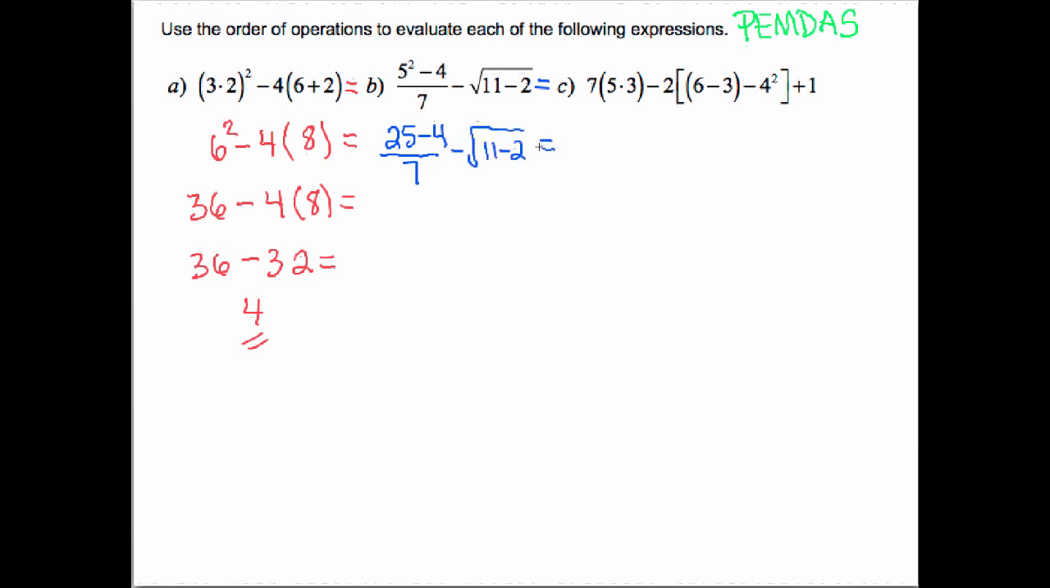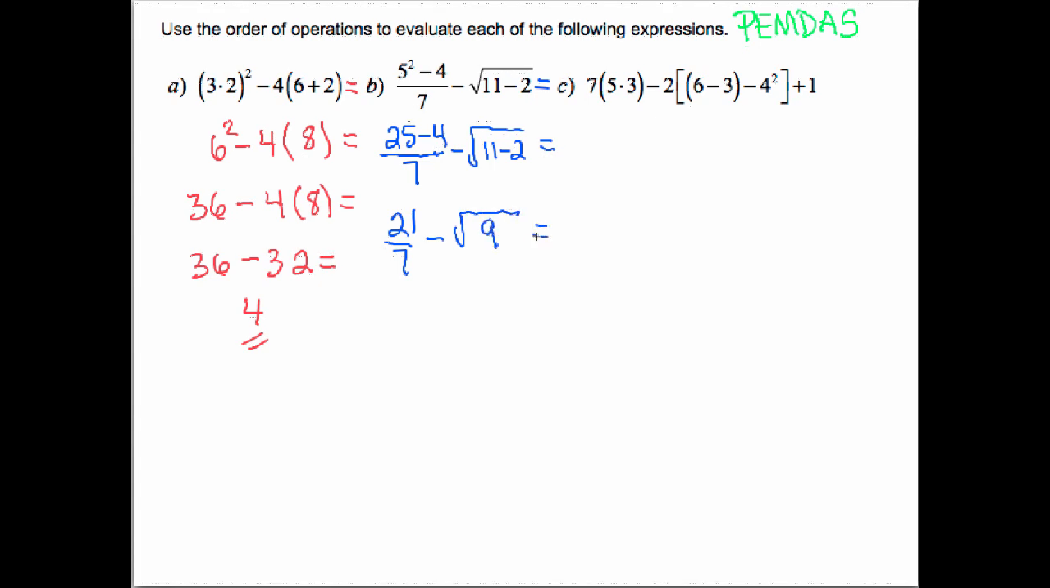And then I'm going to apply the parentheses, because there are really parentheses around 25 minus 4, because you're dividing that whole piece by 7. 25 minus 4 is 21, so I have 21 over 7, minus. And I do have parentheses around 11 minus 2, even though I don't see them, because I'm taking the square root of that quantity. So I'll subtract 11 minus 2, and that's 9.